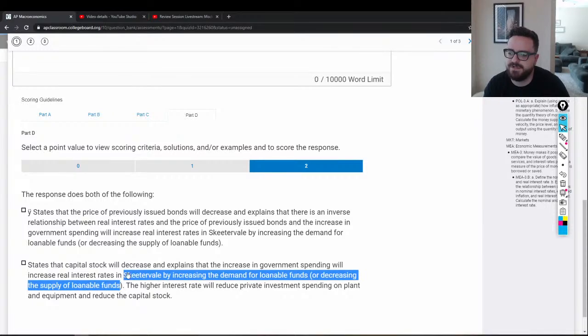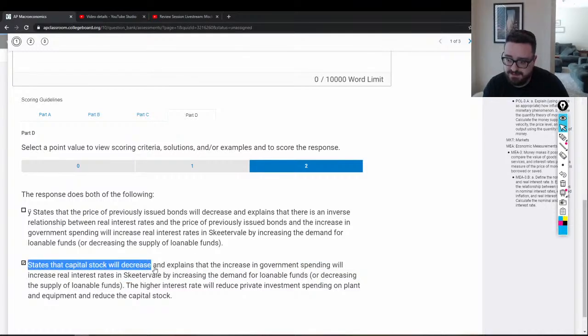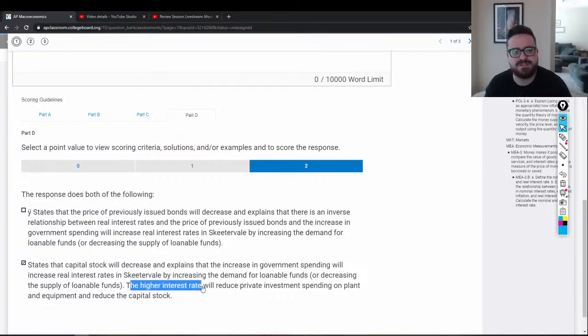Again, this is the demand for loanable funds thing, which this is not the explanation for this. This is the explanation for this. Sequence there, and the answer is actually kind of not good. But the higher interest rate will reduce private investment spending on plant and equipment, which just means capital, and will reduce the capital stock.